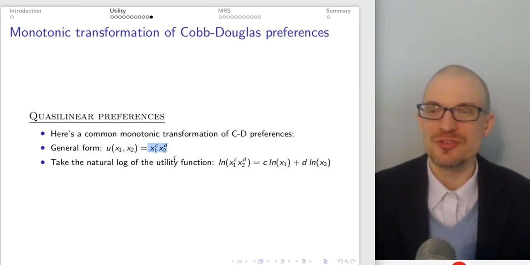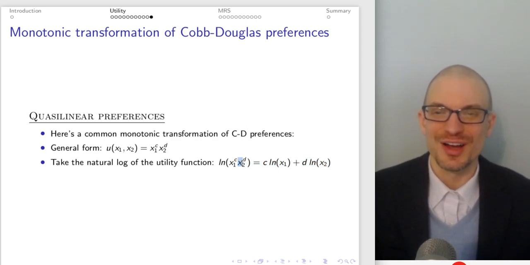So here I'll take a natural log of this utility function. When I take the natural log of this function, the log of something raised to a power is just that power times the log of that something, if you follow that. And then the log of a product is the sum of logs. Right? The log of the product is the sum of logs. So this is the log transformed representation of this function.